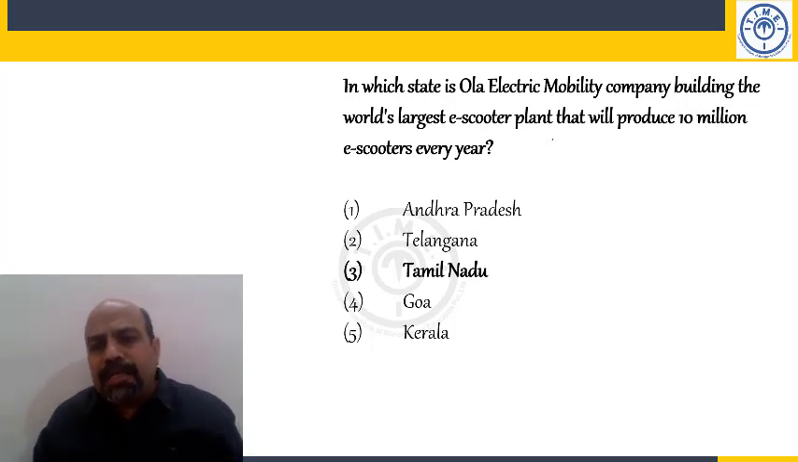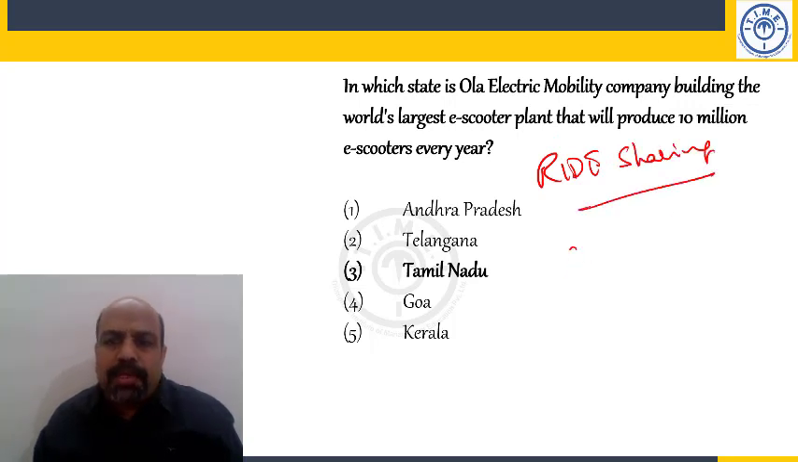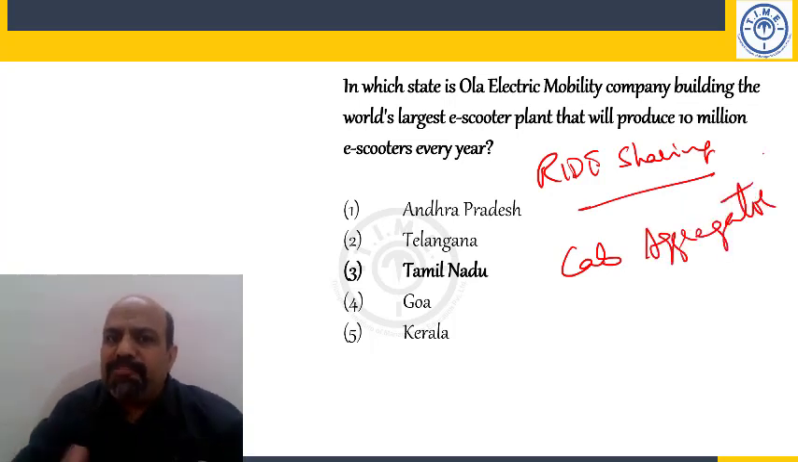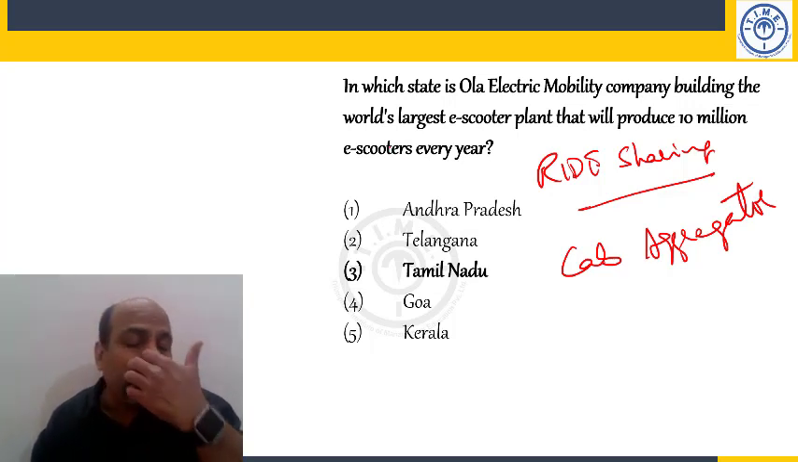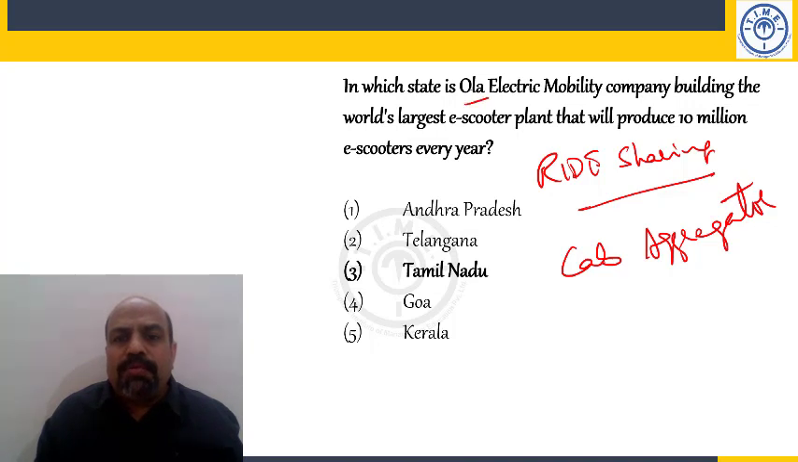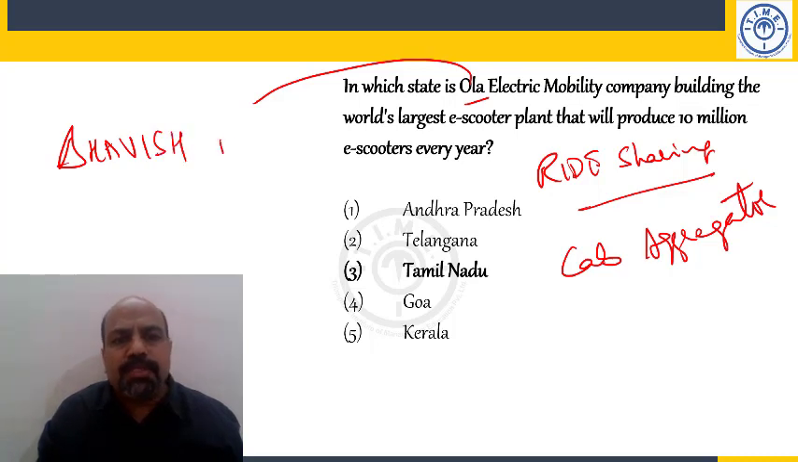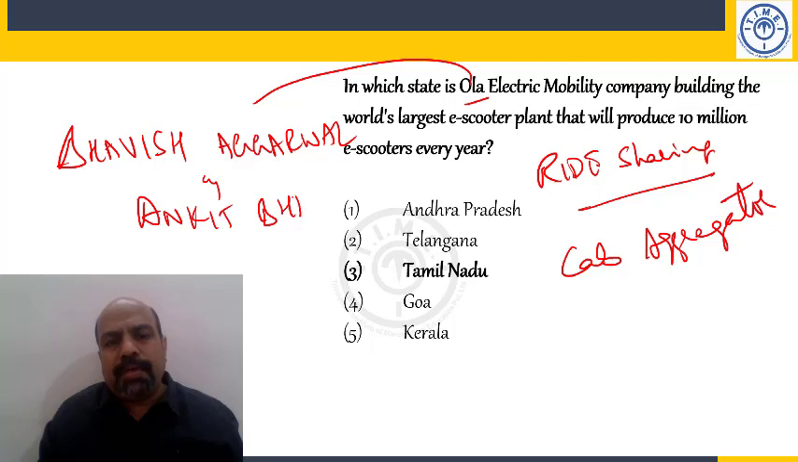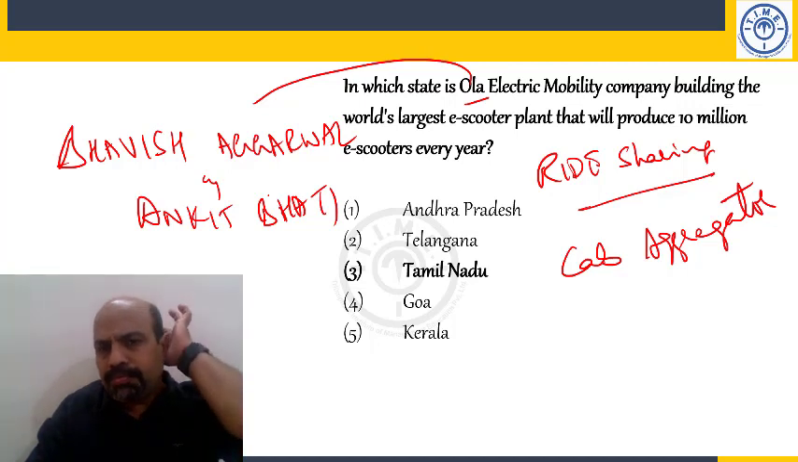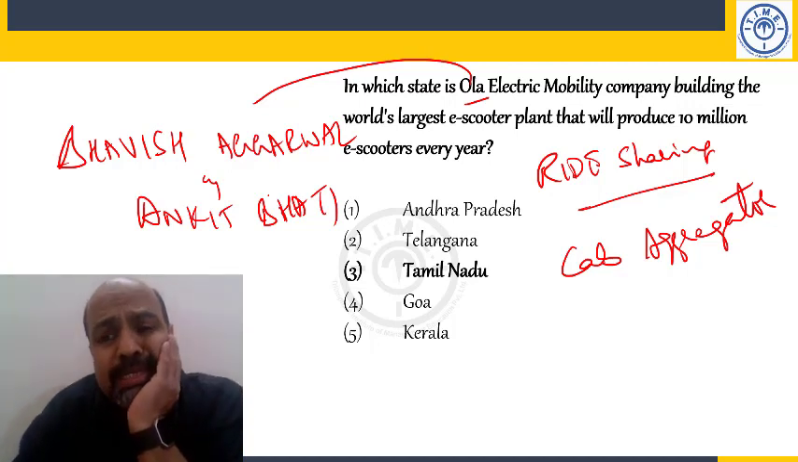Ola is what is called a ride sharing company, or cab or taxi aggregator. It does not own anything, but on one platform you'll find these things. Last year's revenue was about 2,600 crore, and Ola was started by two persons. One is Bhavish Agarwal, the current CEO, and the second guy is Ankit Bhati. So you have Ola, then you have Uber also in India.